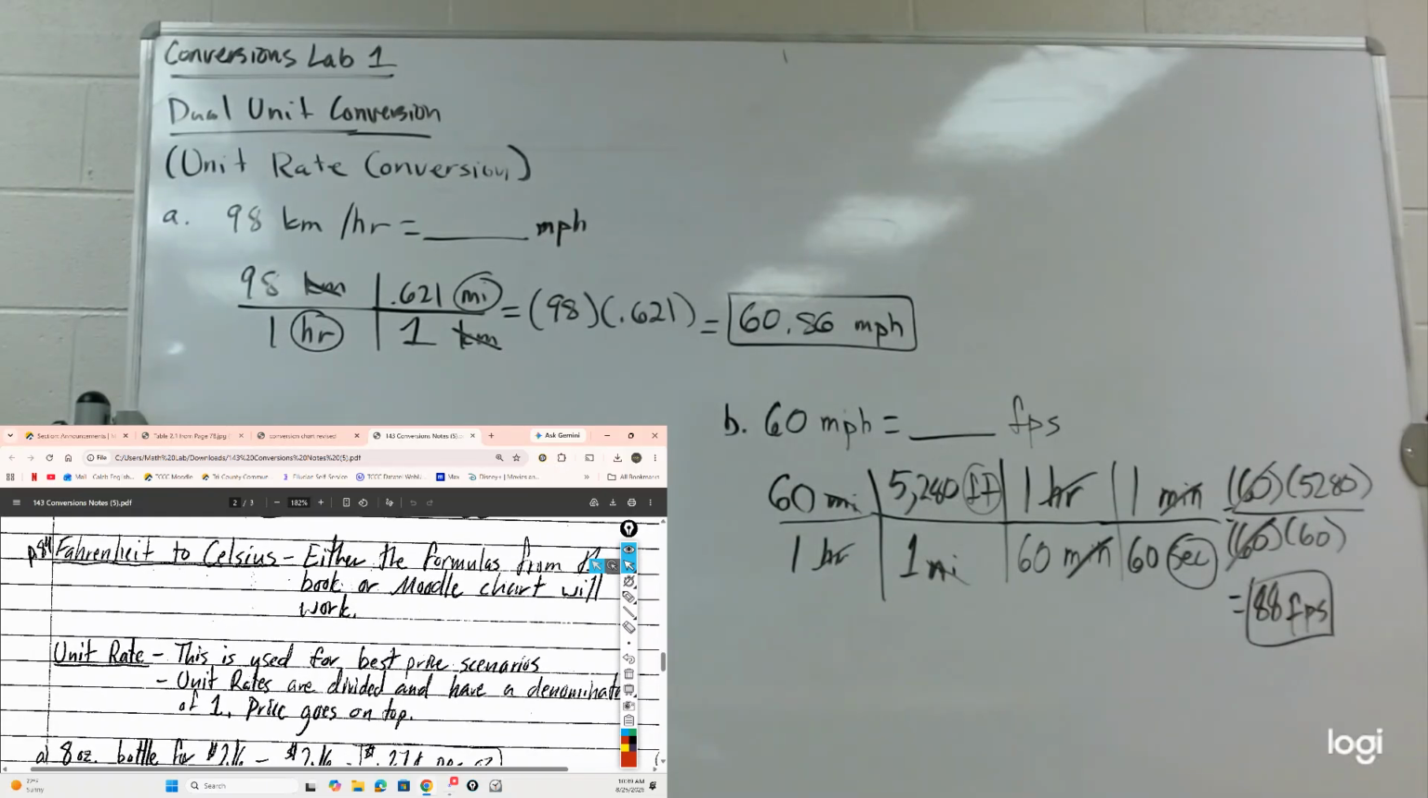Fahrenheit to Celsius. So we'll come back to this in a minute. This is just kind of letting you know that we do have formulas that you can use to convert Fahrenheit to Celsius. There might also be some in the book that are a little bit different.